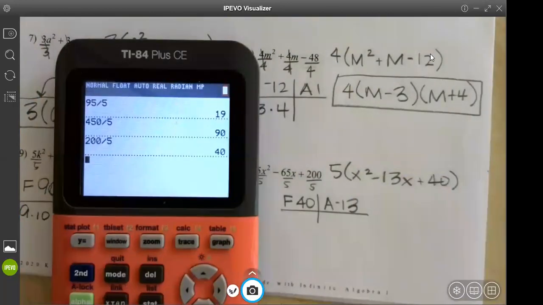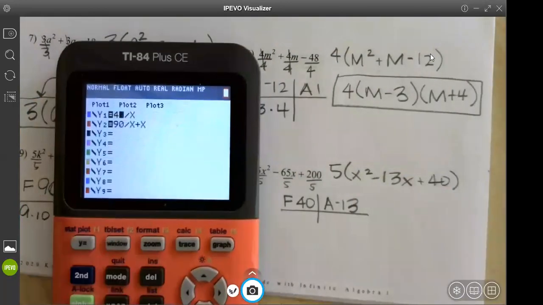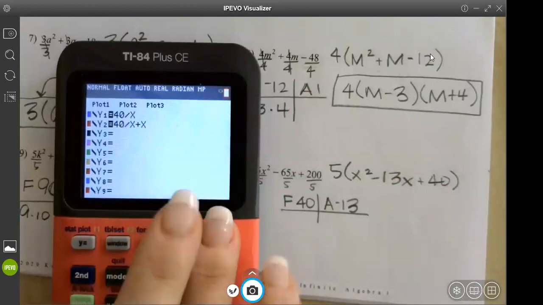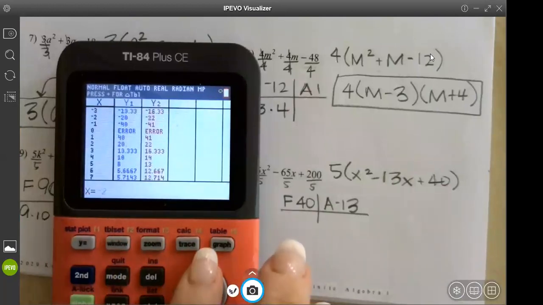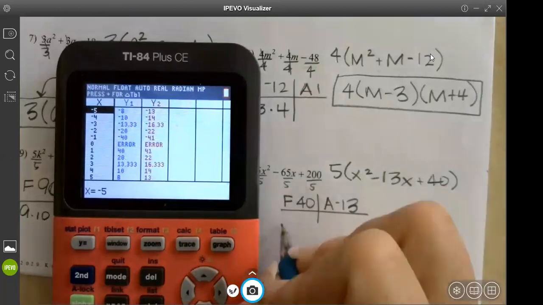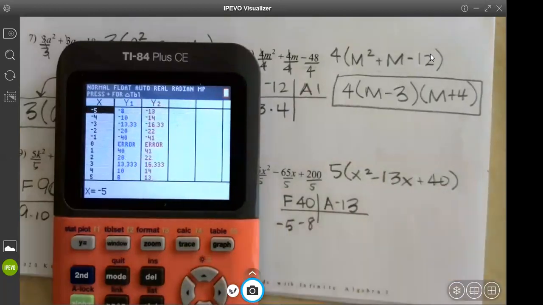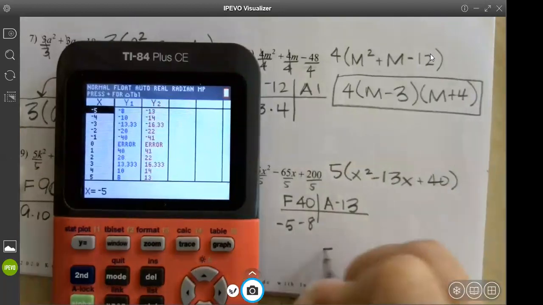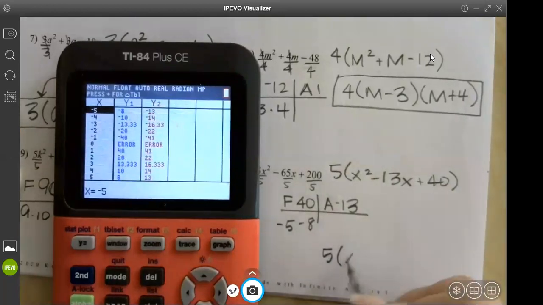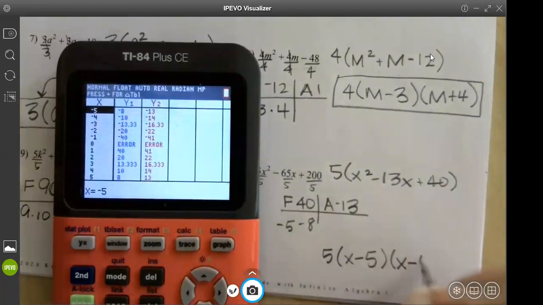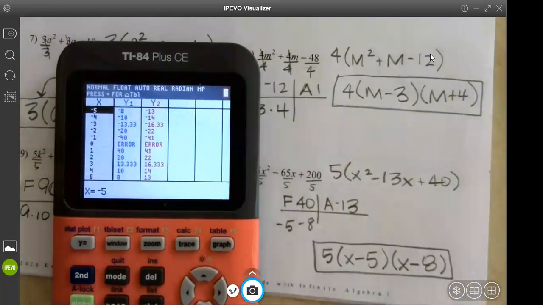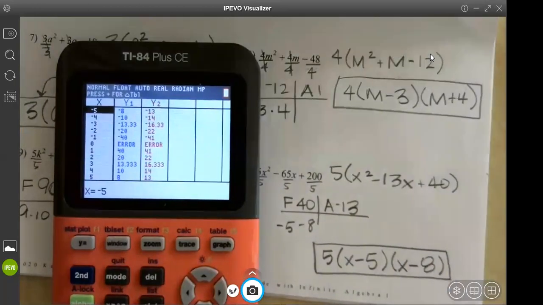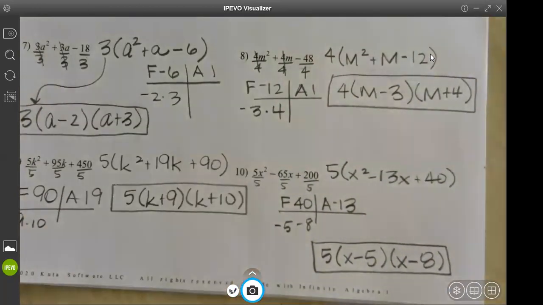So watch your signs when you're doing this in your calculator. We're putting in 40 and looking for negative 13. My two numbers are -5 and -8. So you took a 5 out. We were dealing with x and a -5, x and a -8. Any questions? That is literally all you're doing today.